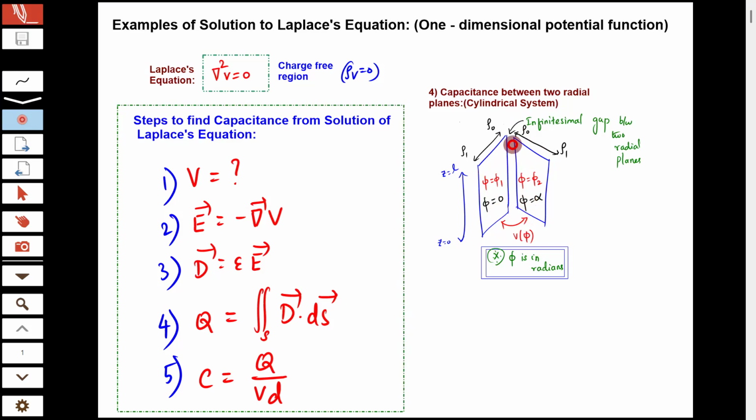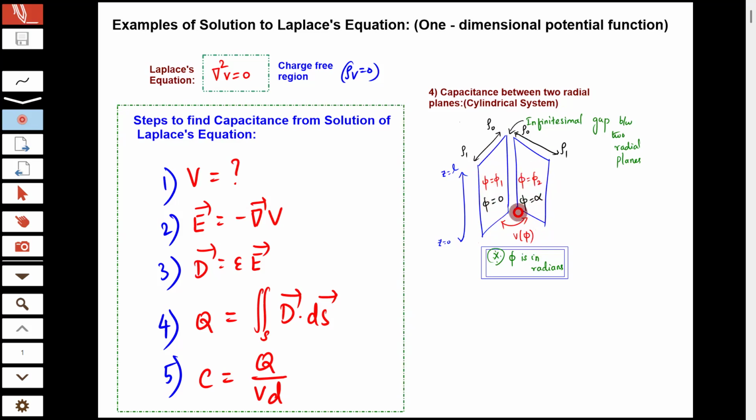We are considering the two radial planes separated through a small gap, and the radius of the plane starts from rho naught and extends to rho 1. For both the plates, we can consider the radius from rho naught to rho 1. And let us consider the height of the two planes is L. So we can consider the z-axis from 0 to L as the extension of the plates, where one plate is fixed at an angle phi 1, and another plate is fixed at an angle phi 2. As a special case, here we are considering phi 1 as 0 and phi 2 as alpha.